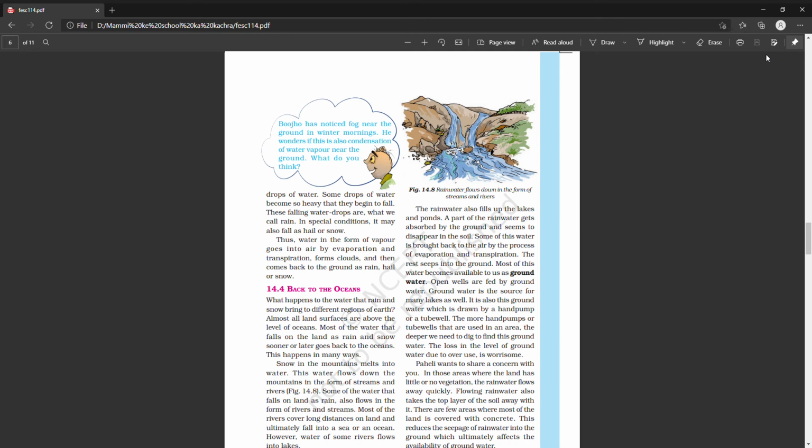Open wells are fed by groundwater. Groundwater is the source for many lakes as well. It is also this groundwater which is drawn by hand pump or tube well.